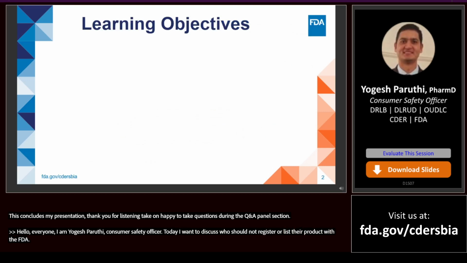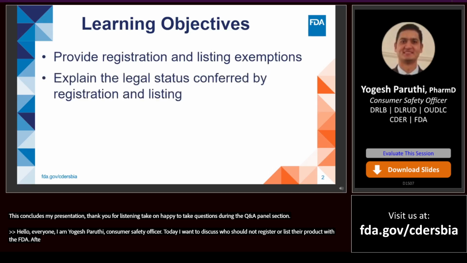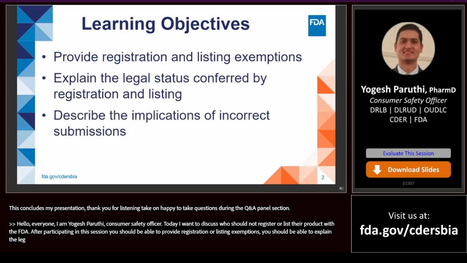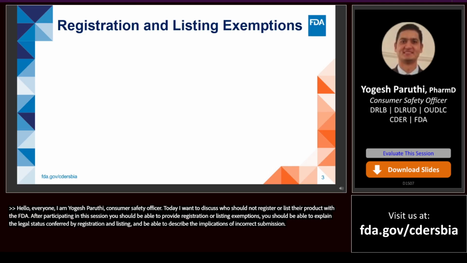After participating in this session, you should be able to provide registration and listing exemptions. You should be able to explain the legal status conferred by registration and listing. You should also be able to describe the implications of an incorrect submission. So let's begin with registration and listing exemptions.